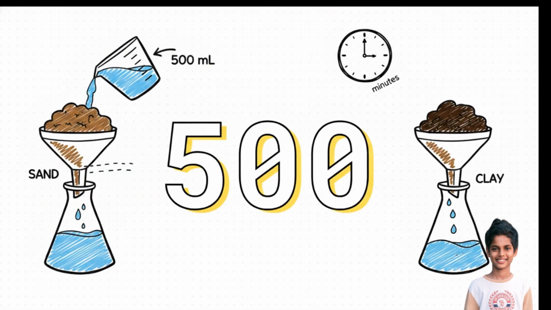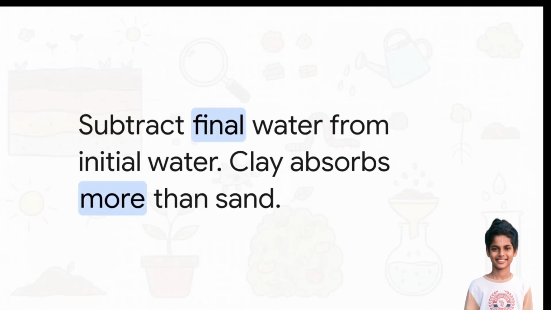Let's check your examples and look at a really common practical textbook activity to understand absorption. Imagine setting up 2 funnels lined with filter paper, placing them over conical flasks. We fill one funnel with sand and the other with clay. Then we pour exactly 500 milliliters of water into each funnel. We wait a few minutes, and then we measure how much water actually drops down into the flasks below. Let's move to the next slide and see how this builds. Grab your pens, because there is guaranteed step marking for this math formula in your exams.